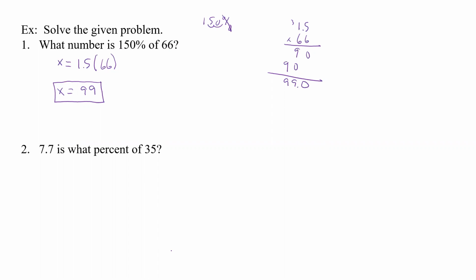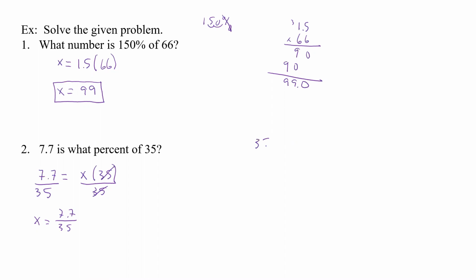Okay. What about the next one here? What we have is 7.7 is what percent of 35? Well, 7.7 is what percent, well, we don't know that, times 35. Okay, now we just have to solve for x, so we divide by 35. So we divide that by 35, so those cancel. Now we just have to solve, and x equals 7.7 over 35.